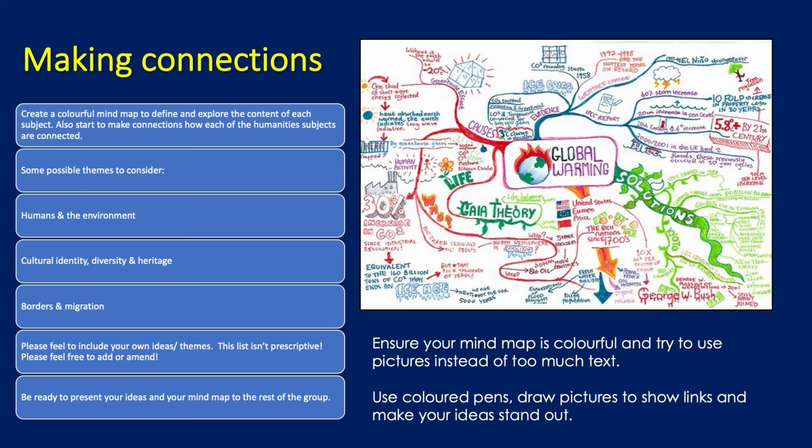Now there are some possible themes here we've put down. Possibly humans and the environment, or cultural identity, diversity and heritage, borders and migration, or anything else that you can think of that you could use as a starting block. So the first kind of idea that you develop out from. So this would be your theme that you're going to cover. And within that theme, you're going to hit each of these different subjects within the humanities.